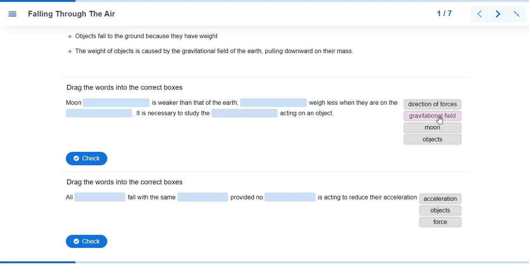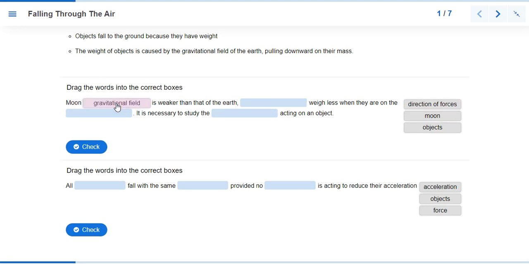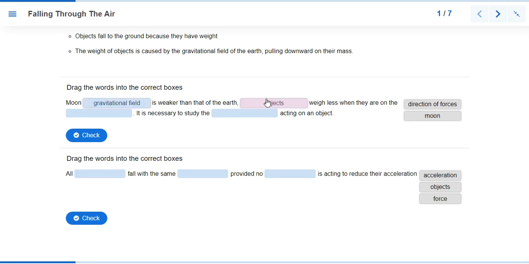Moon's gravitational field is weaker than that of the earth. Objects weigh less when they are on the what? Moon. Let's see.